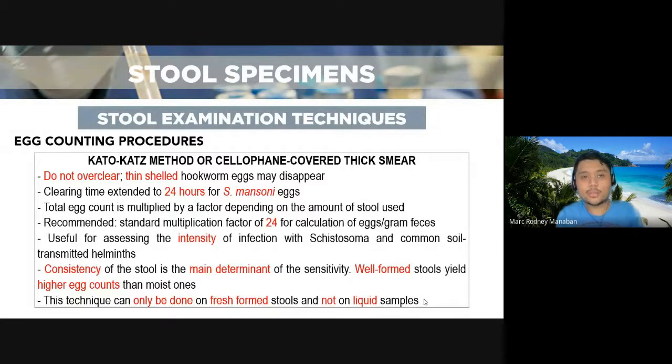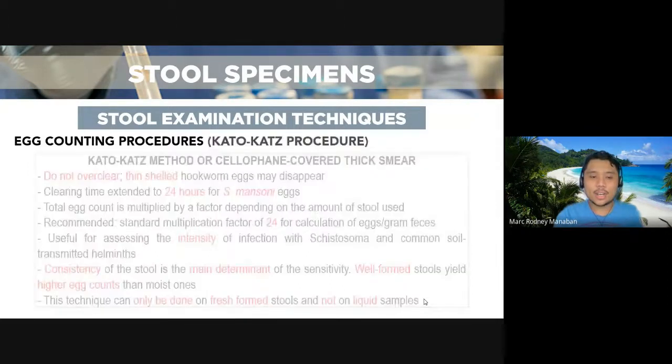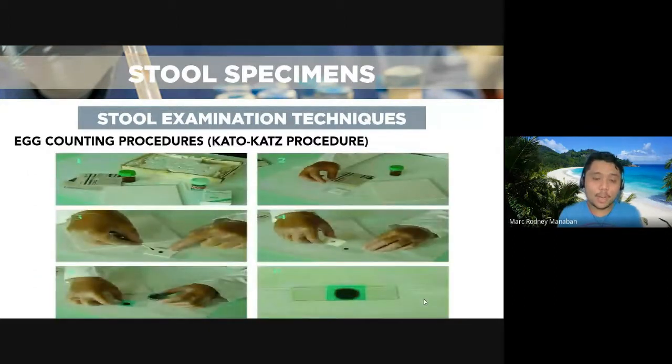Because of course, if you use liquid samples, when you put the cellophane, it may leak at the sides. So it cannot capture everything. You cannot examine everything. So it's best to use it on formed stools, fresh formed stools. Okay, all right. Now here is again how you prepare your Kato-Katz procedure. As you can see, if you can remember.